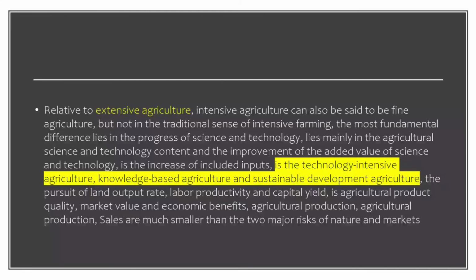The increase of inputs is technology-intensive agriculture, knowledge-based agriculture, and sustainable development agriculture. The pursuit of land output rate, labor productivity, and capital yield is agricultural product quality, market value, and economic benefits. Agricultural production and sales are much smaller than the two major risks of nature and markets.